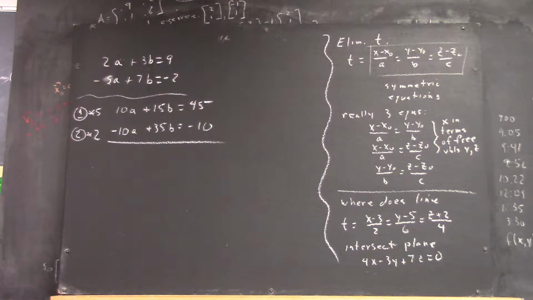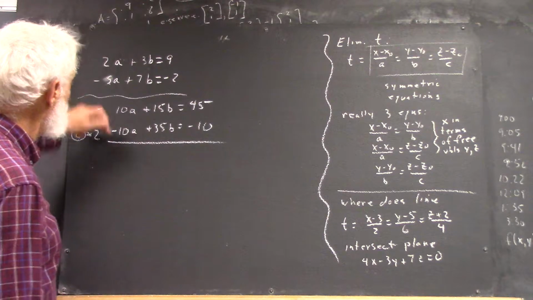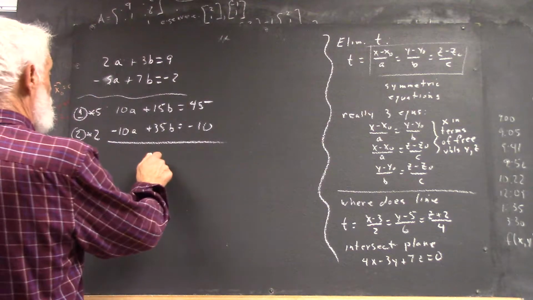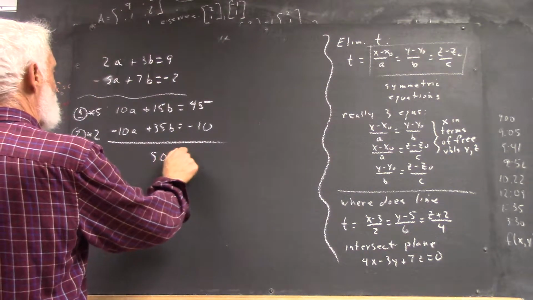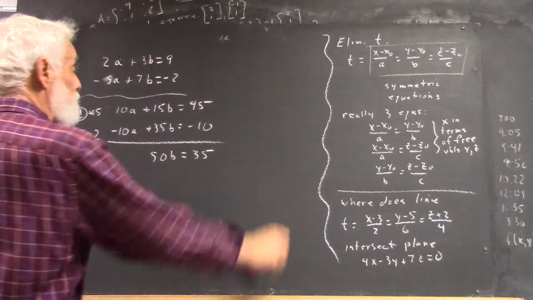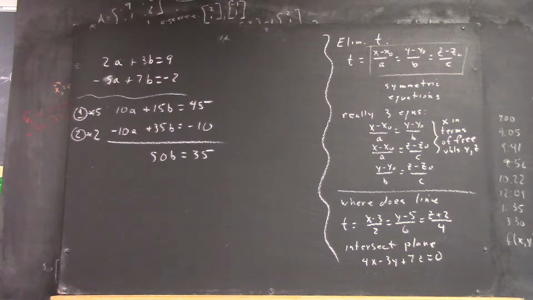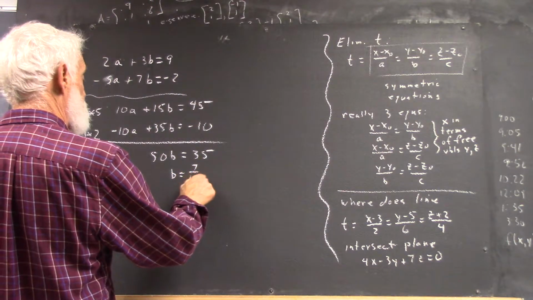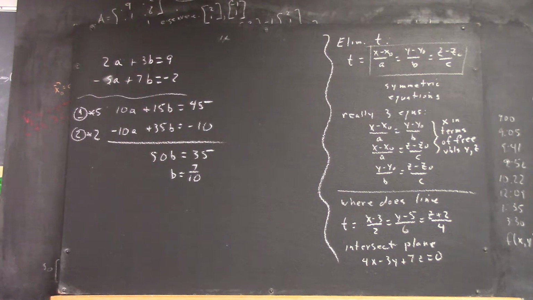And then we're going to add. Very simple. Because now we see that we've set it up so that the a's are equal and opposite, and when we add, we're going to eliminate a. And we're going to end up with 50b equals 35. Okay? And then we solve for b, and I'm not going to go through the details of that. It's 7/10. 35 over 50 reduces to 7 over 10.